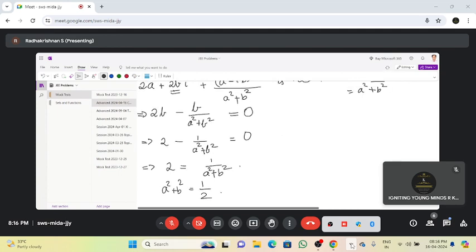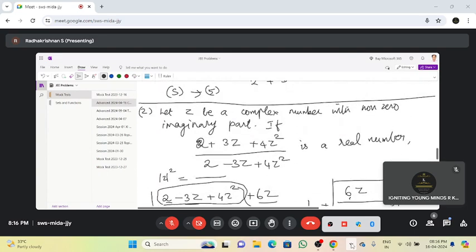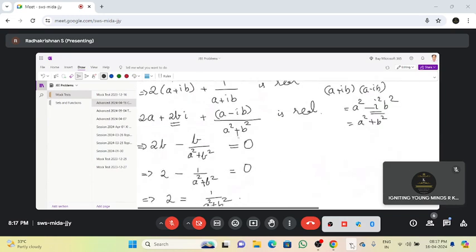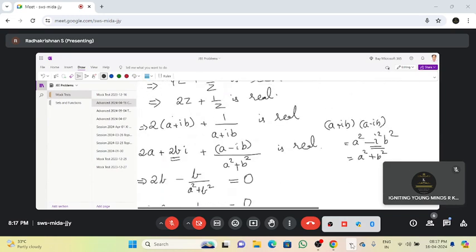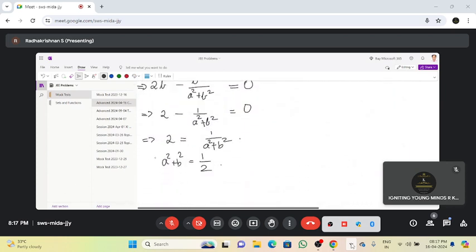And what are they asking you? They are asking you to find mod z square, which is the same as a square plus b square. So they are asking for the value of a square plus b square only, because mod z square is a square plus b square. We have already solved for a square plus b square, which comes to half. So this is your answer. You fill in that half there.